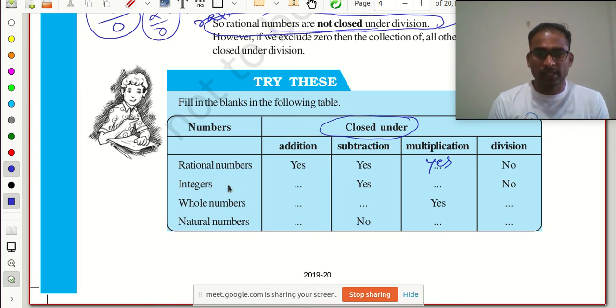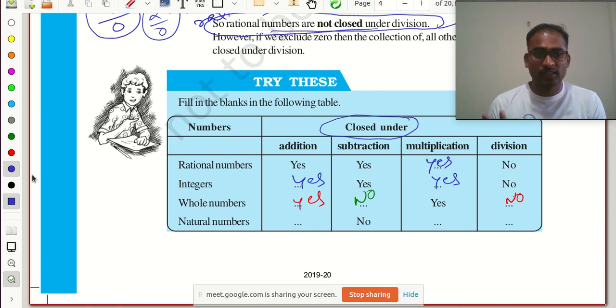For integers, addition is closed and subtraction is closed. Multiplication is closed, but division is not closed. Then for whole numbers, addition is closed and multiplication is also closed. Division is no. Subtraction is no. Why? Because if I do subtraction, I may get minus numbers also, so minus does not come under the whole numbers, na? So this is a no.